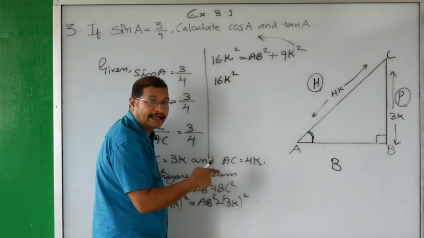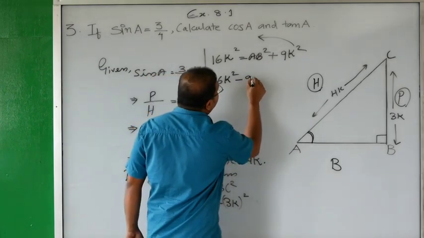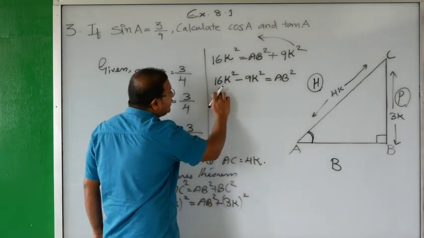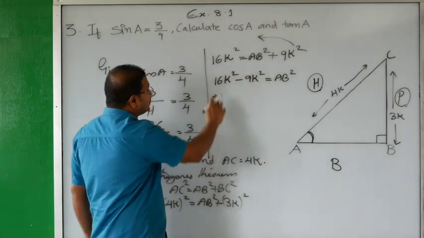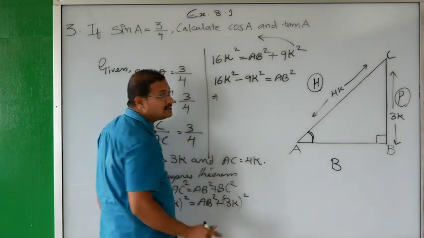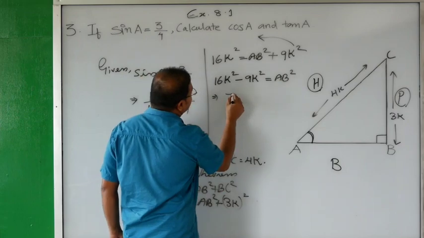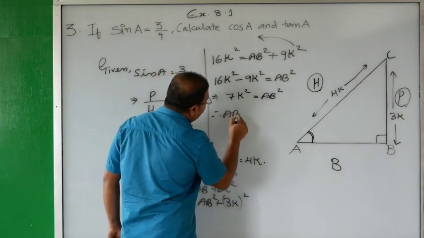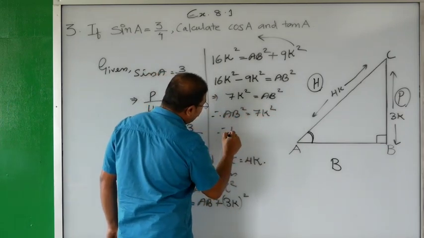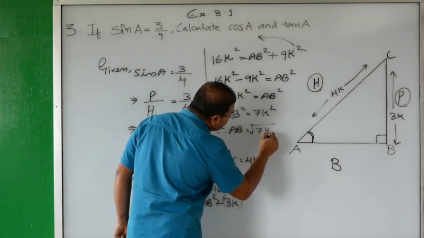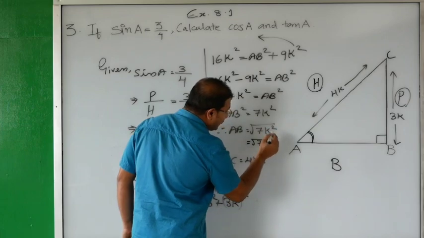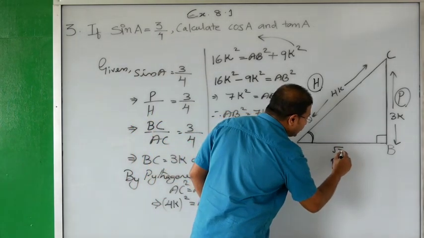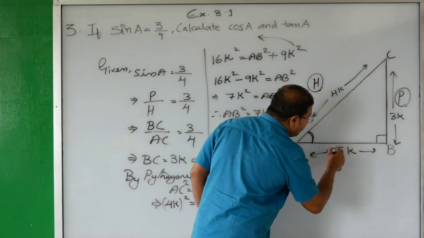This 9K square comes to next side. It will be minus. Minus 9K square equals AB square. Ready? 16K square minus 9K square. Mean 16 mango minus 9 mango. 16 minus 9. We will get 7K square equals AB square. Therefore, AB square equals 7K square. Therefore, AB equals square root of 7K square. Root 7, root of K square, K. So you got it now. AB equals root 7K. Ready? We made it now, this value.